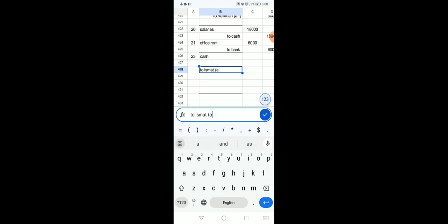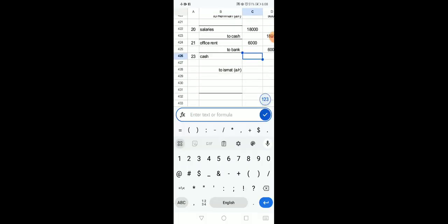What word I am using? Was. He was your account receivable. Account receivable are assets, and you have received amount from Ismat. It means he is no more your asset. Assets are decreasing. Decrease in asset should be mentioned on credit side. So you have mentioned Ismat on credit side. But there is another element.